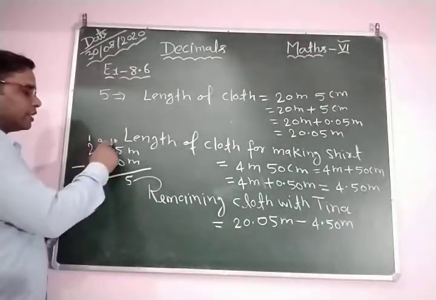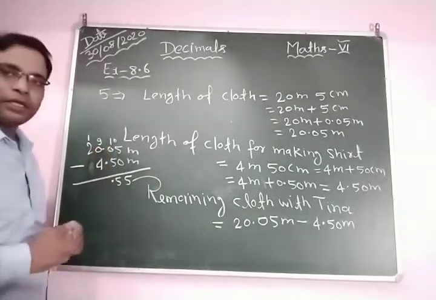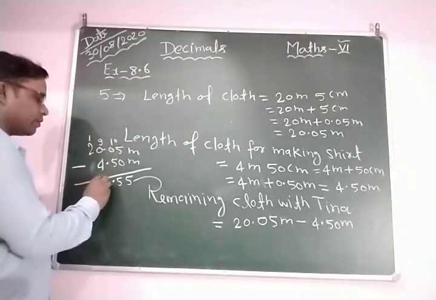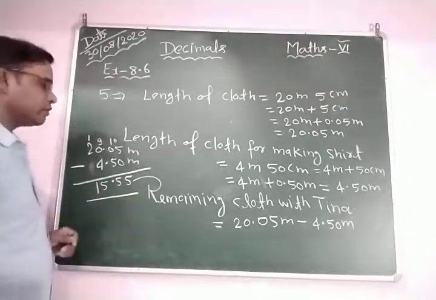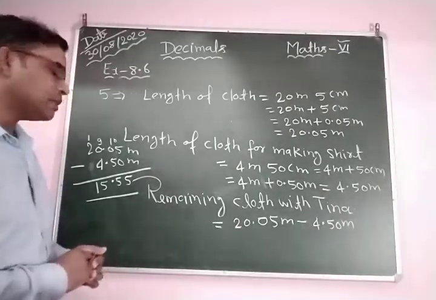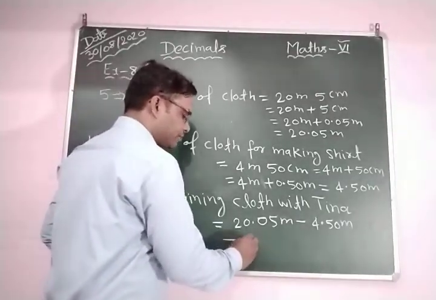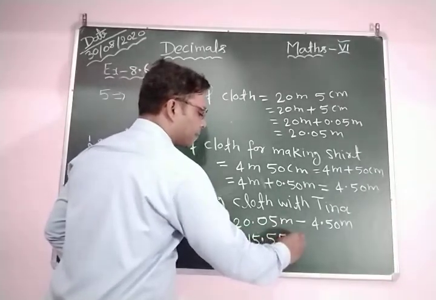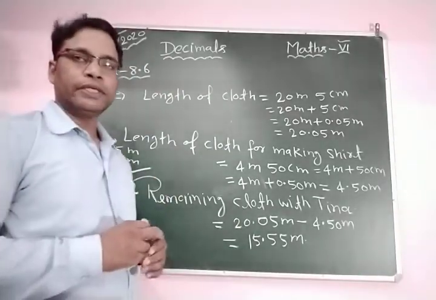So here 10 minus 5 is equal to 5, and we write the decimal point below the decimals, and 9 minus 4 is equal to 5, and here this is 1, so you write 1. In this way you can see the remaining cloth with Tina is 15.55 meters. So students, I hope all of you understood.